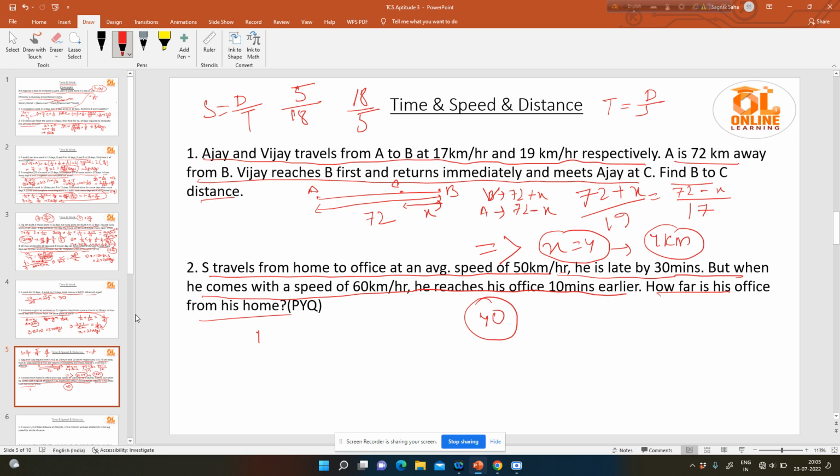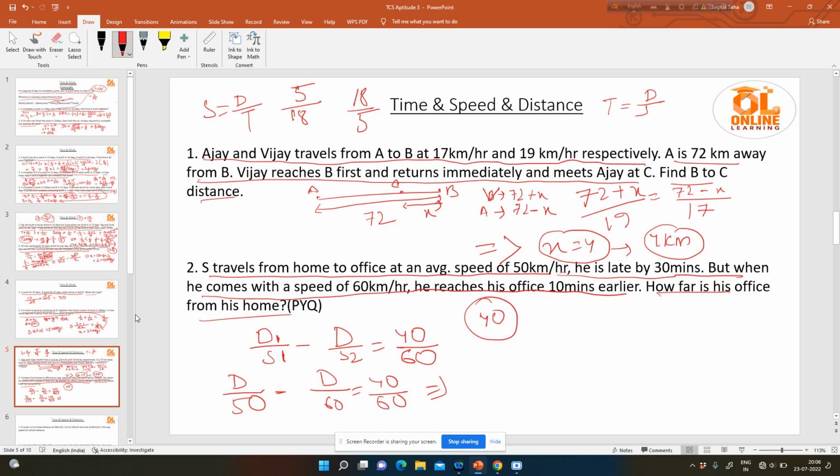So we know again time is equal to distance by speed. So we can write this: distance by s1 minus distance by s2 is equal to 40 minutes. Both speeds are in kilometer per hour and this is in minutes, so we can convert it into hours. To convert it into hours, we have to divide it by 60. So if we solve this equation, it would be d by 50, as 50 kilometer per hour is taking more time, minus d by 60 is equal to 40 by 60, right?